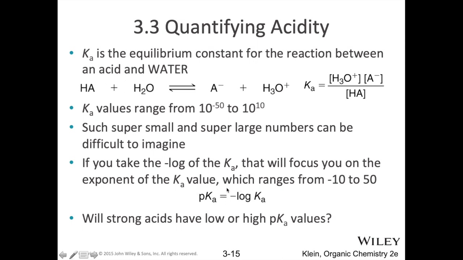This kind of flips the pattern that we see. Remember, a large Ka value indicates a strong acid. Because of that negative sign, a strong acid with its large Ka value would give a very low value for pKa. So, for example, hydrochloric acid, which is a strong acid, has a pKa value of -7. Sulfuric acid, which is an even stronger acid, has a pKa of -9. So we're dealing with very low pKa values.